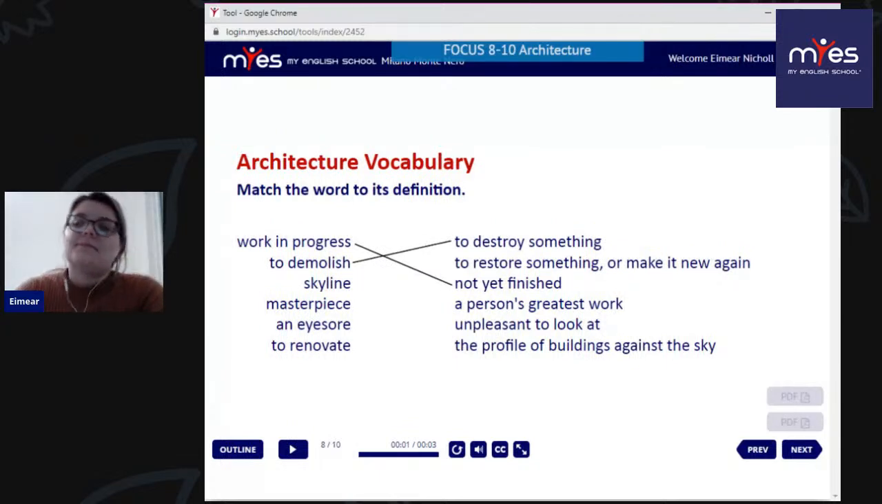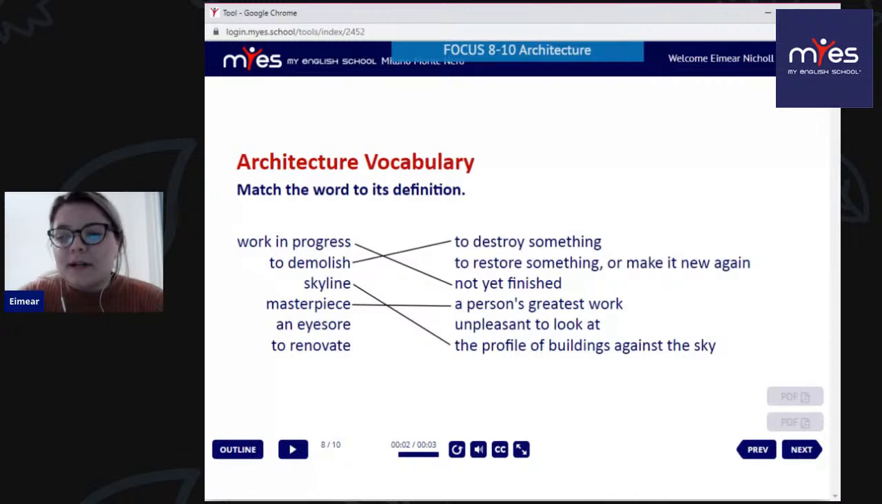So buildings are demolished with a huge wrecking ball, which is a very big and heavy ball of metal, which they use to knock down buildings, or they use explosives to demolish buildings in a more controlled way. Skyline. Skyline is the profile of buildings against the sky. Masterpiece, a person's greatest work.